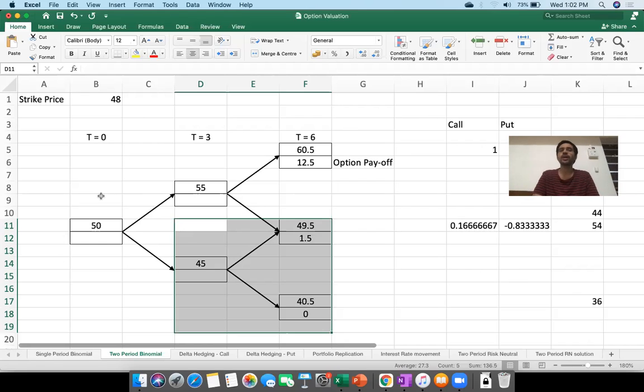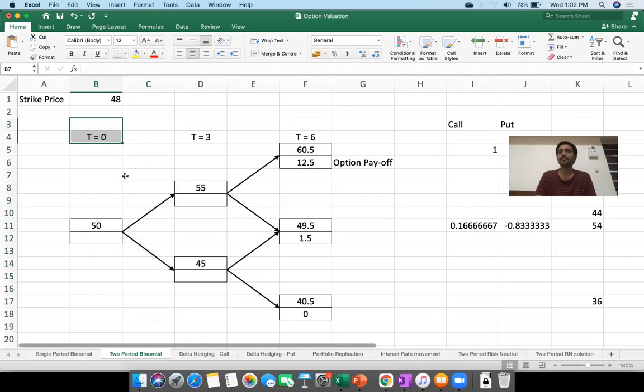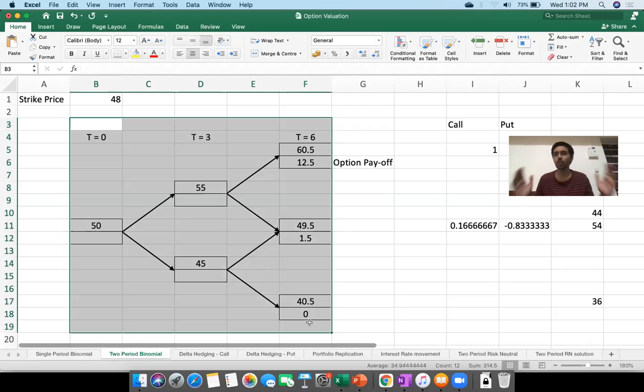Okay. Now, if you look at the highlighted portion now, this is another single period binomial model where the share price is currently 50. It can go up either to 55 or to 45 at t equal to 3. So what I've basically done is I have broken the whole two period binomial model down into three single period binomial models.